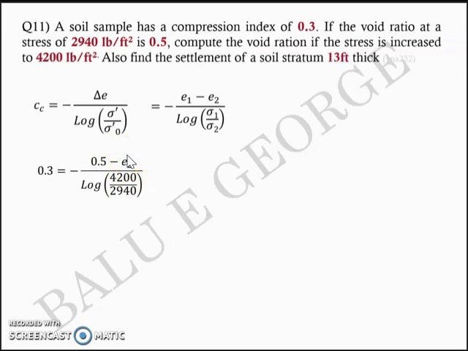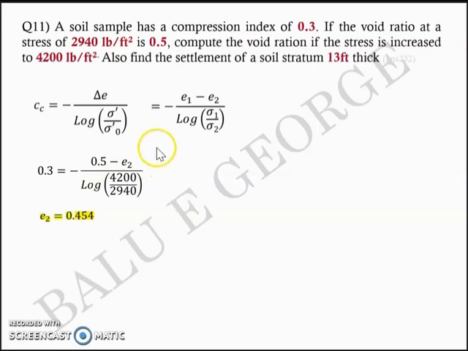Of course, the new void ratio will be lower than the previous void ratio as the stress increased from 2940 to 4200. You have the compression index, you have the void ratio, and you have the change in effective stress. So the new void ratio as per this expression turns out to be 0.454.